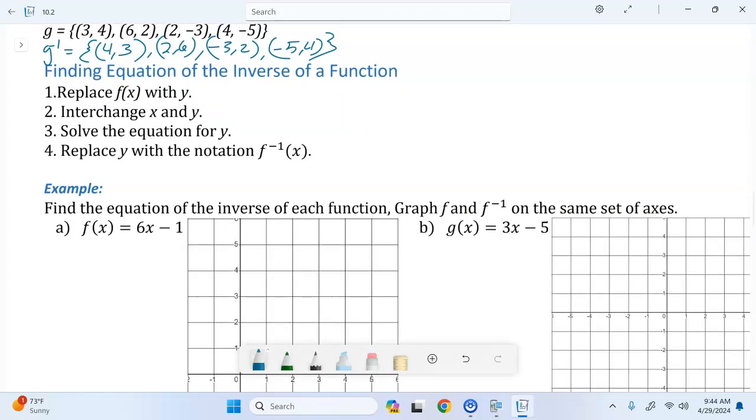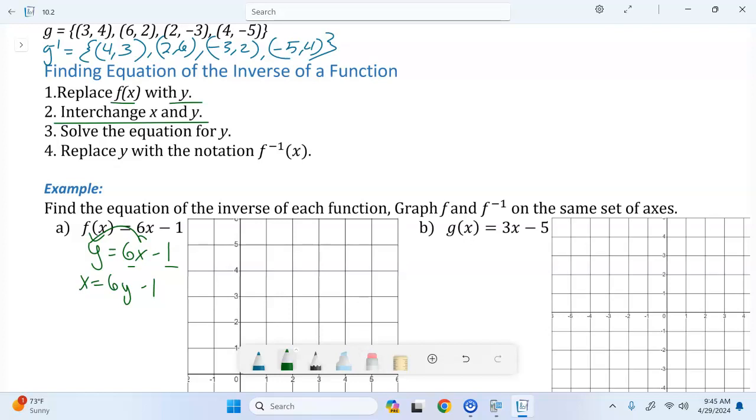Now, if I want to find the equation, the idea is the same. The process is just a little more involved. We're going to switch x and y out of the equation. So we're going to take our function and replace it with y. So we have a simple equation, either linear or nonlinear, doesn't matter. The idea is still the same. And then we want to interchange the x value and the y value. Where there's an x, I'm going to replace it with a y. Where there's a y, I'm going to replace it with an x. The 6 does not move, the negative 1 does not move. x equals 6y minus 1. All I did was switch the x and the y.